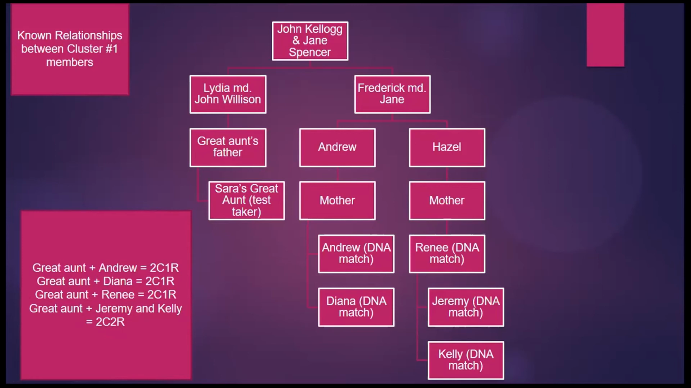Now, because we have identified this line, remember what I said before, that we think that this match group, this cluster number 1, is going to be either related to the Kellogg's or the Spencers or both. All the matches that we found so far are related to this couple, this ancestor couple, John and Jane. But some of the other matches in this group could be from John's brothers and sisters or Jane's brothers and sisters, or even further up the tree. So we still have to keep in mind that this group could be a mixture of Kellogg and Spencer matches, and just kind of keep an open mind to that.